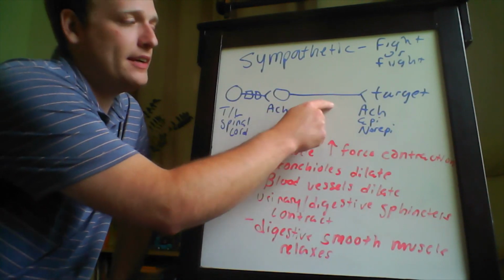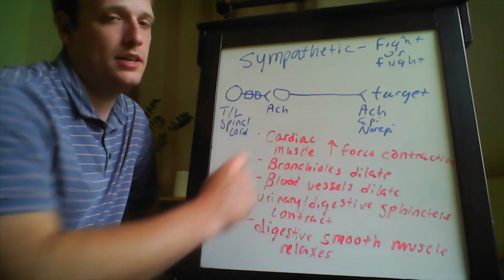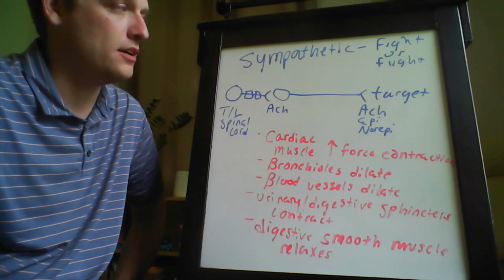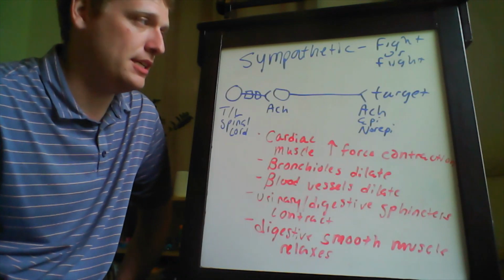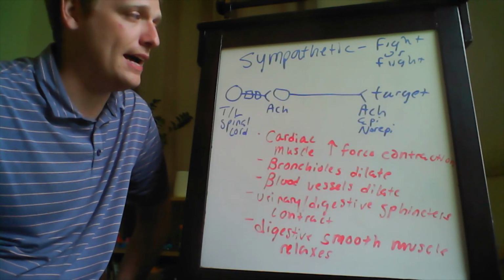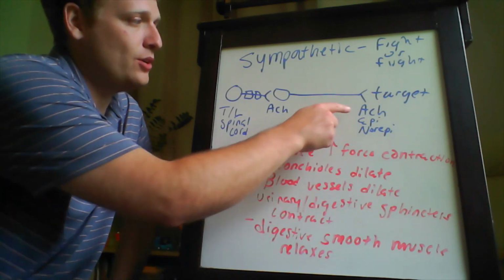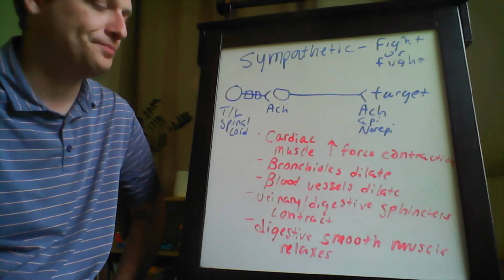Whereas this postganglionic neuron has no myelin sheath. It's going to be a long cell, have a long axon. And the neurotransmitters that it's going to release really depend on the receptor that the target cell has. And these are going to be acetylcholine, epinephrine, or norepinephrine.